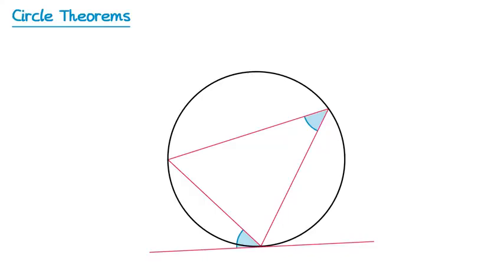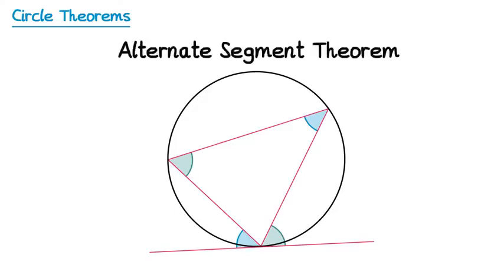The same happens with the chord on the other side as well. So if you look at the chord on the right hand side, the angle it makes with the tangent is this green one here, but this chord will create an angle at the circumference in the other segment over here. So these two angles are also equal. We call this the alternate segment theorem, and you'll need to know this name.